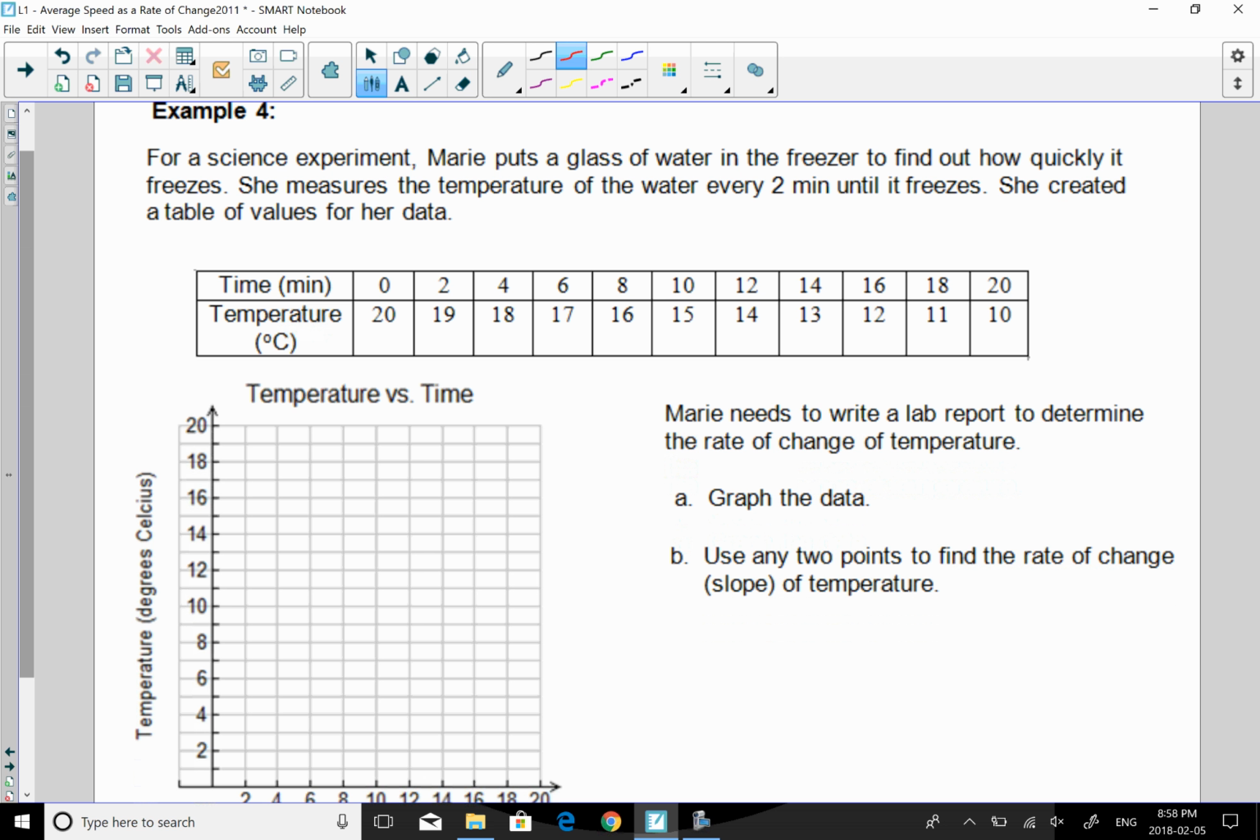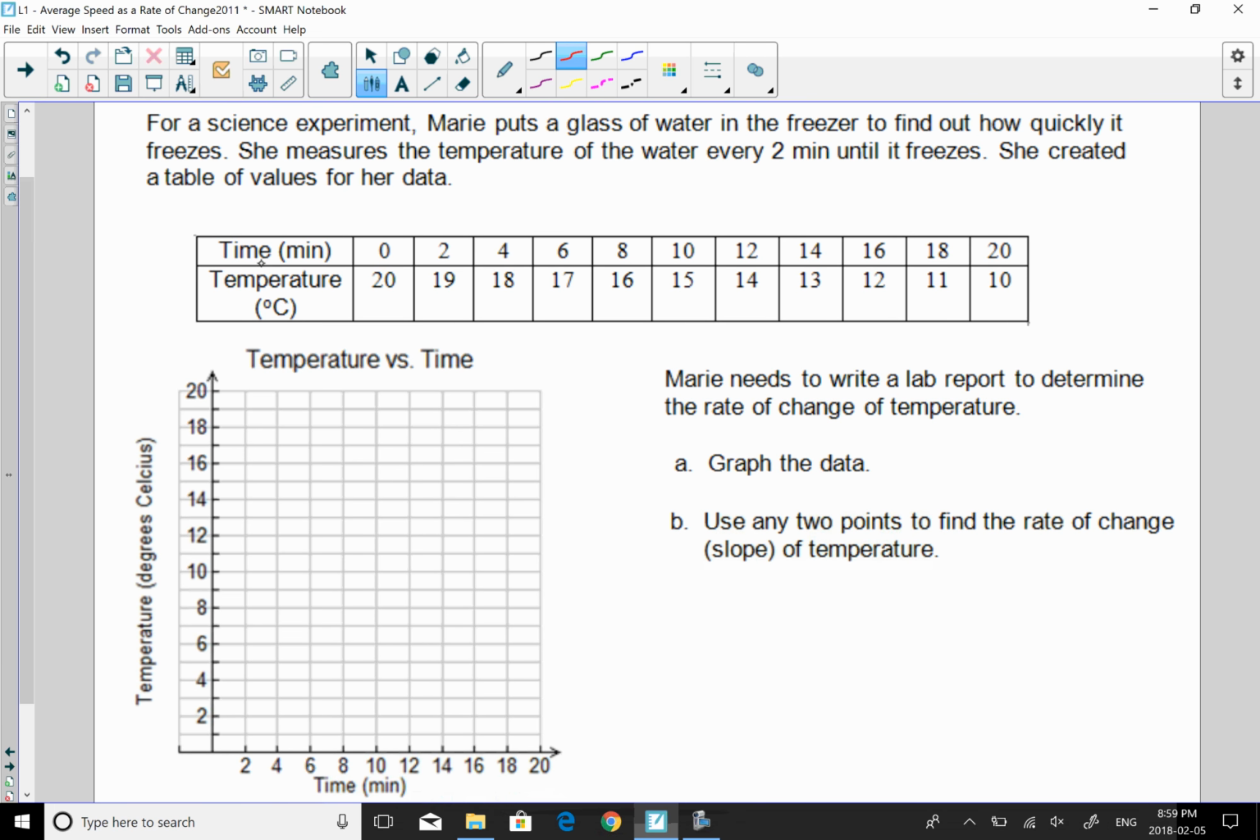Okay, the last example I'm going to do is for a science experiment. Mary puts a glass of water in the freezer to find out how quickly it freezes. She measures the temperature of water every 2 minutes until it freezes. She created a table of values for her data. So here you have your time and here you have your temperature. So when the time is 0, temperature was 20 degrees Celsius for this glass of water. In 2 minutes, it became 19, so it's getting colder, it's going down.